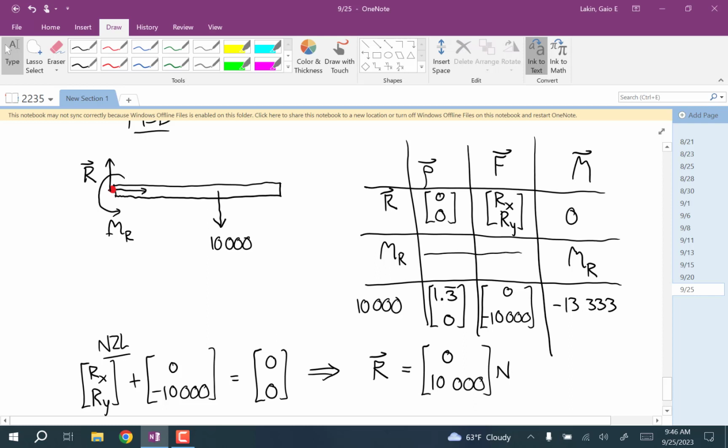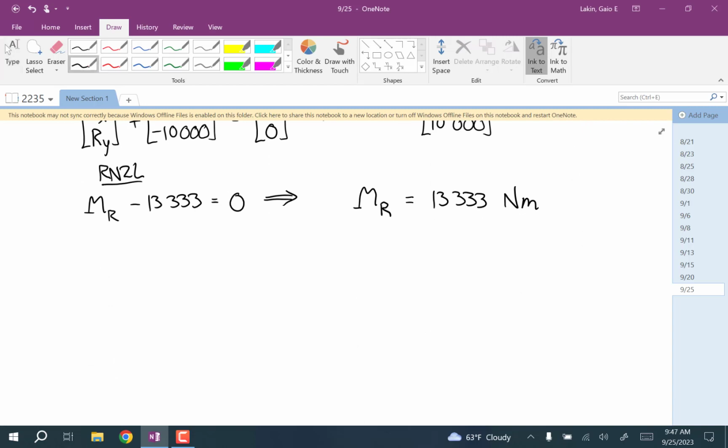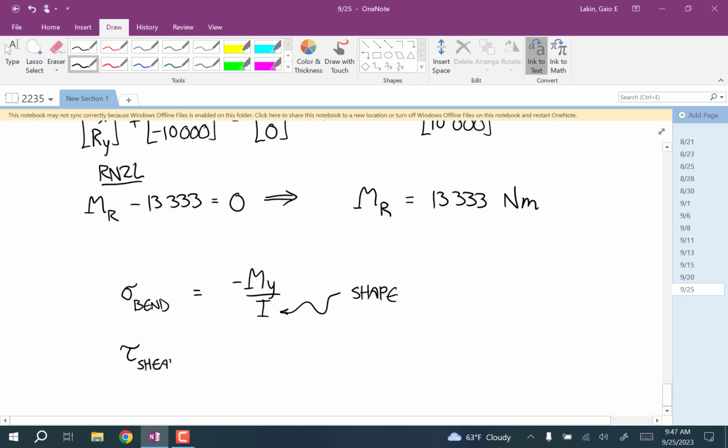It won't take very long. But the stress due to bending comes from this formula, where this I has something to do with the shape of the material, and the stress due to shear force has to do with the shear force times this shape factor over I times b, and these things both have to do with the shape.